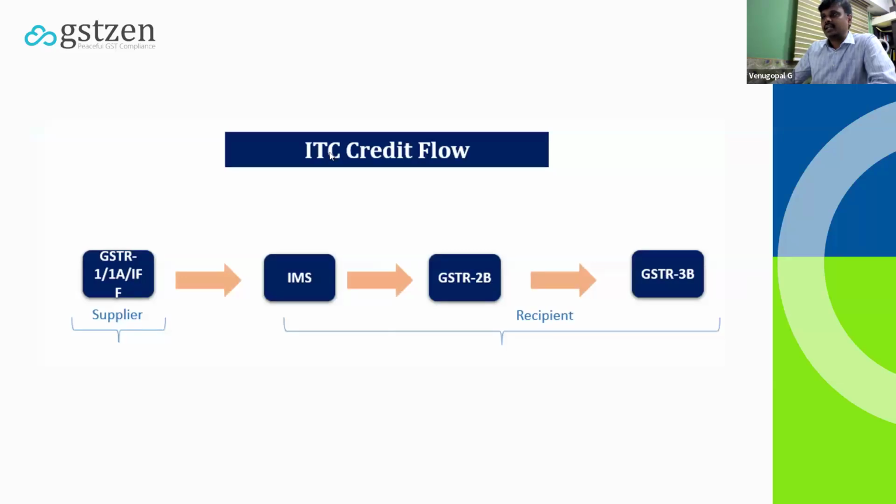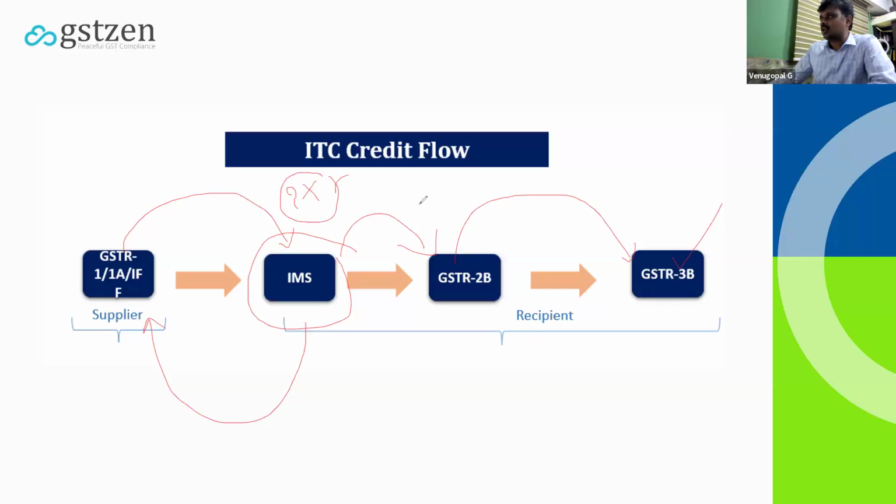ITC credit flow. The value that is reported in GSTR1 is reflected in IMS. If one accepts, it will be traveling to 2B. If someone rejects, it would be coming back to R1. However, to claim it in 3B, the value has to appear in 2B. If there is no value in 2B, no credit will come. What does that mean? If I keep an invoice pending in IMS because I have a doubt, or I reject it from IMS, these records would not be traveling to GSTR 2B.